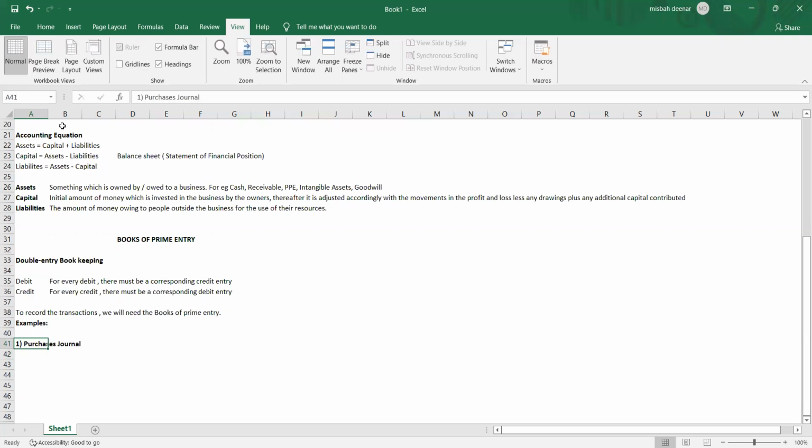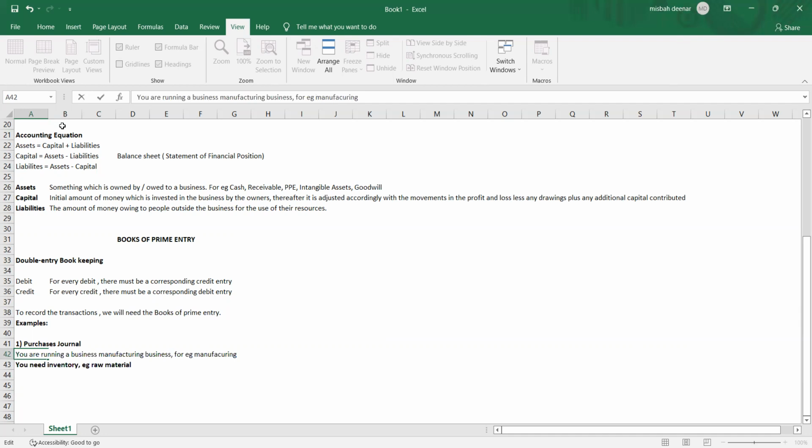So what do you mean by the purchases journal? Think of it as you are running a business. You need inventory, for example raw material. Say you are running a manufacturing business, manufacturing anything, for example, making soap. So you would need inventory, for example raw material to make the soap. So you would purchase it from a supplier.